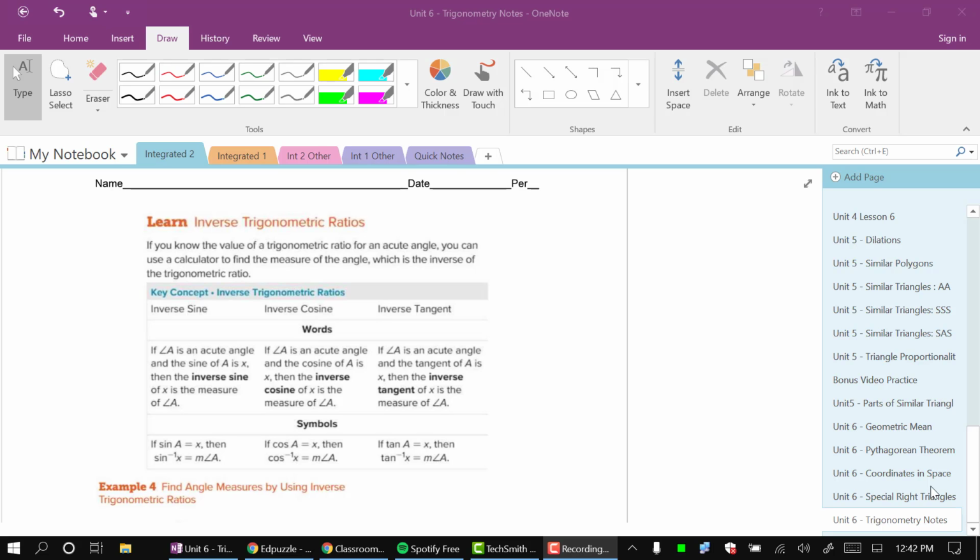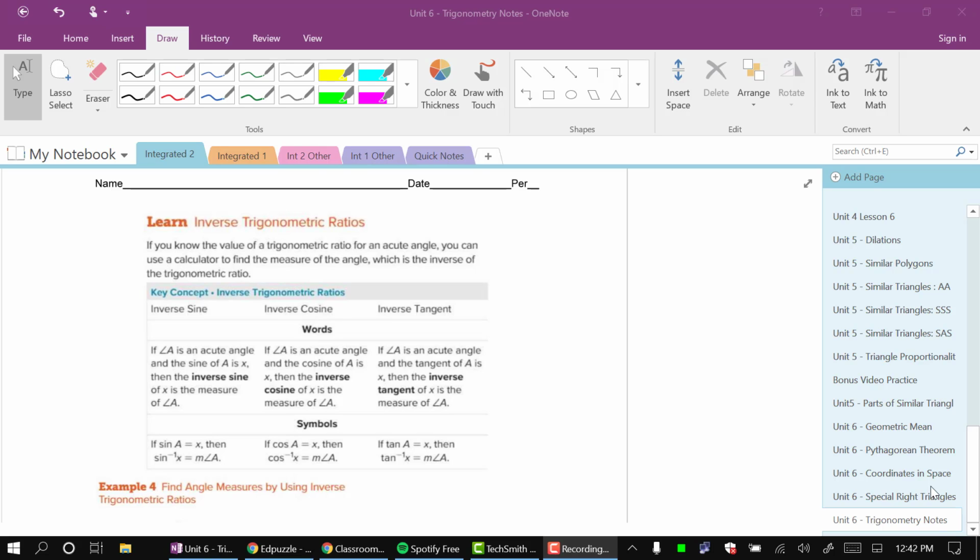Welcome back to part 2 of trigonometry. So today we're going to be doing the inverse trigonometric ratios. If you know the value of the trigonometric ratio for an acute angle, you can use the calculator to find the measure of the angle, which is the inverse of the trigonometric ratio.